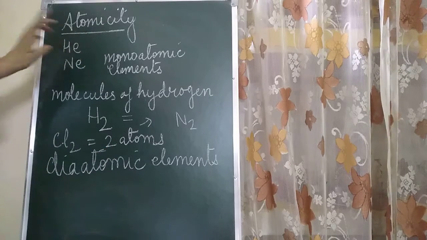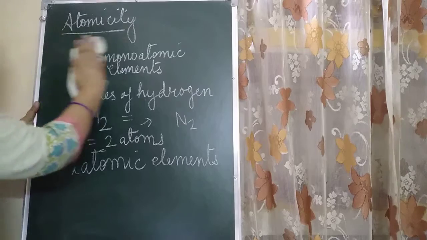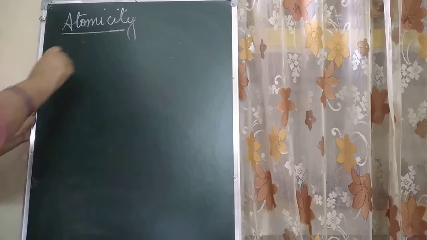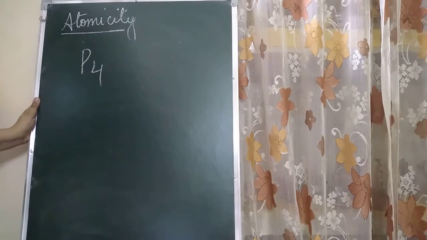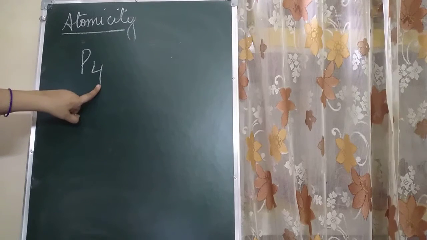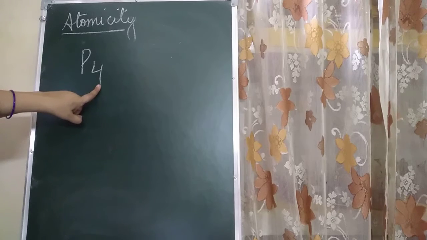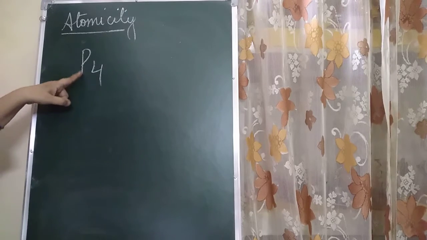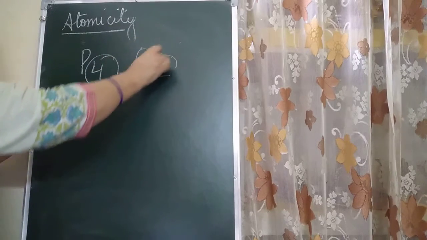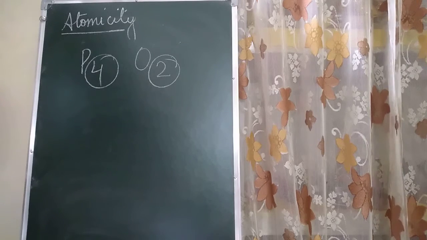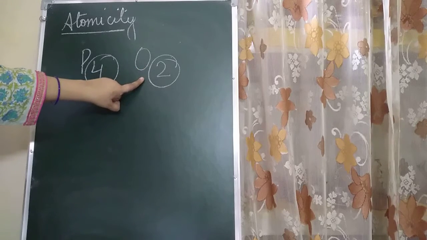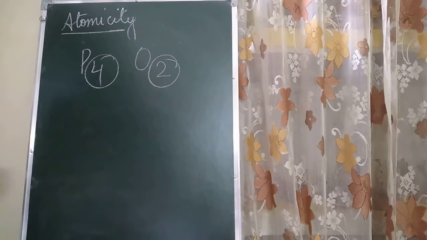This is known as atomicity. Now if you see this P4, okay children, so what is atomicity? The number of atoms present in a molecule of an element, that is known as atomicity. So in phosphorus, what is atomicity? 4 is the atomicity. If we talk about oxygen, what is its atomicity? 2 is its atomicity. The number of atoms present in a molecule of an element, that is known as atomicity.